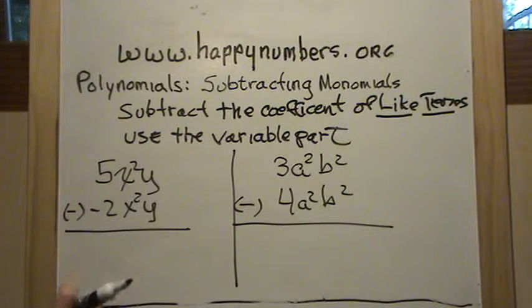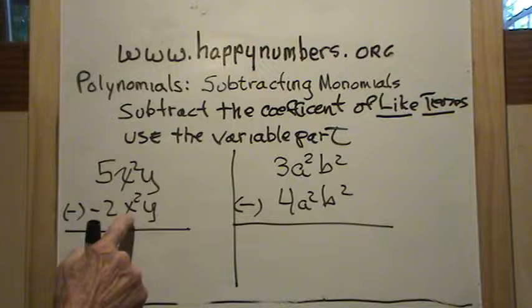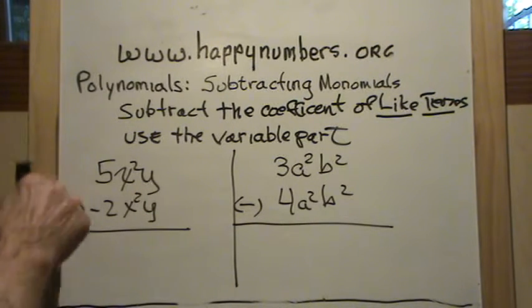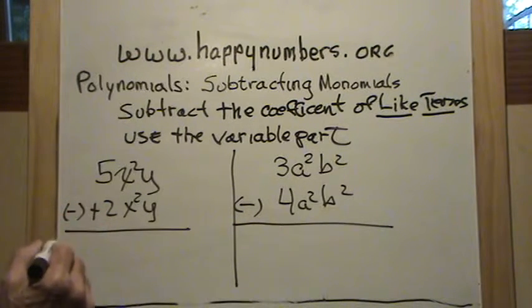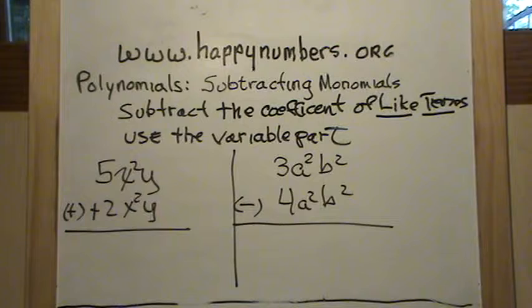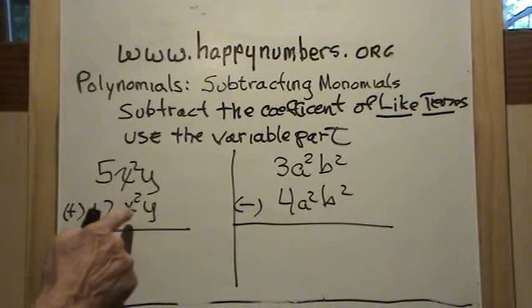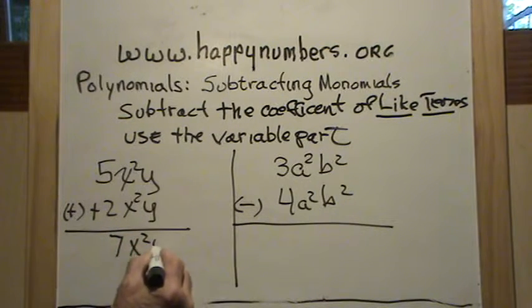Good. Well, first thing we want to know are these like terms, and yes, they are like terms because their variable parts are the same, so we can subtract them. And we know when we subtract, we change the sign of the bottom number and we make the problem addition. So now we have 5x squared y plus 2x squared y, which would give us 7x squared y.